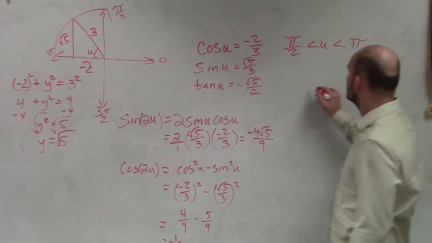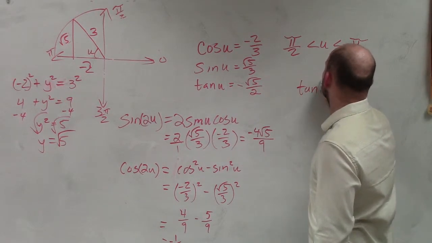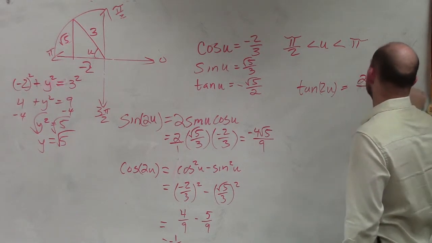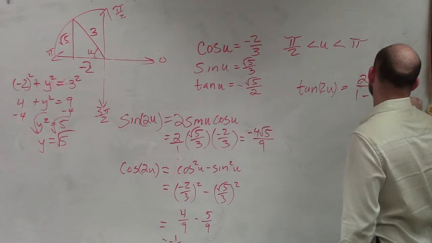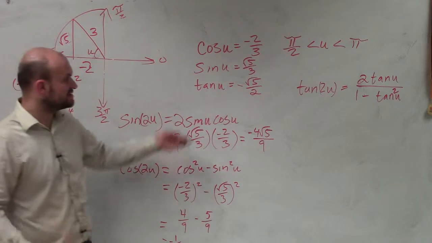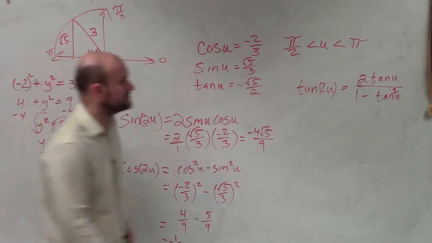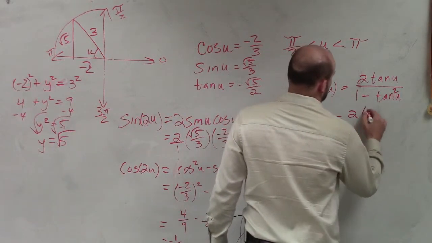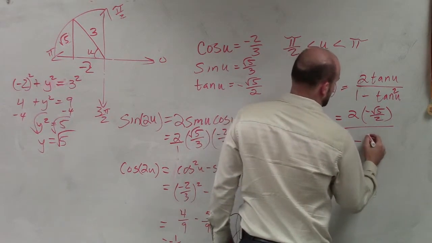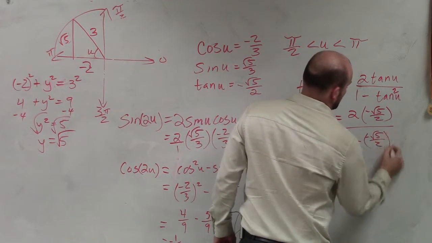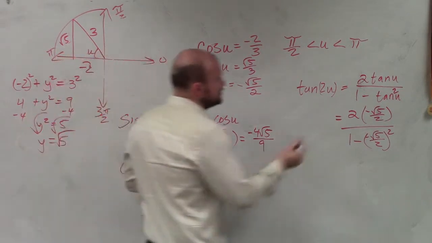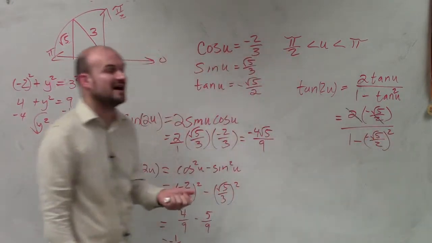So now tangent of 2u, using our formula, equals 2 tangent of u divided by 1 minus tangent of u squared. Again, all we're doing is plugging in the value of tangent. We figured out tangent is negative square root of 5 over 2. So just plug it in: 2 times negative square root of 5 over 2, divided by 1 minus negative square root of 5 over 2 squared. When we multiply this across, my 2's divide to 1, so I'm just left with negative square root of 5 in my numerator.